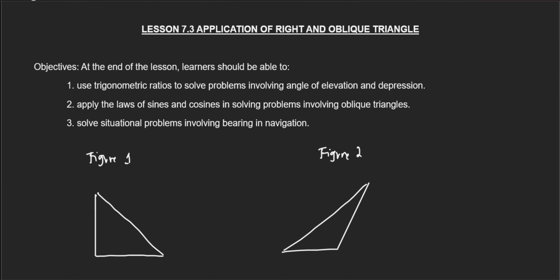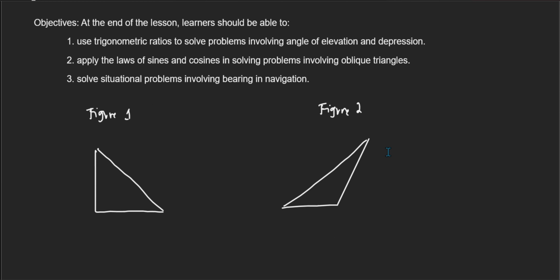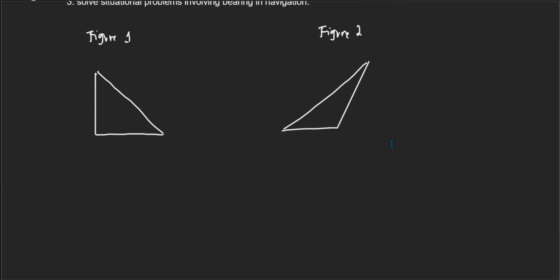Now, before we proceed to the main topic, let's first differentiate these two figures. We have figure 1, and we also have figure 2. If you observe, figure 1 and figure 2 are both triangles, but we have a specific name for each. The first one is what we call a right triangle. When we say right triangle, it has a 90 degree angle and it uses the Pythagorean theorem.